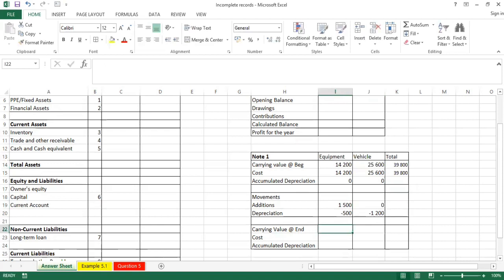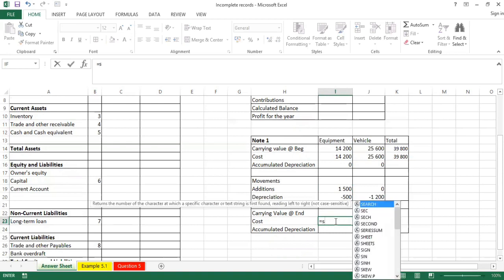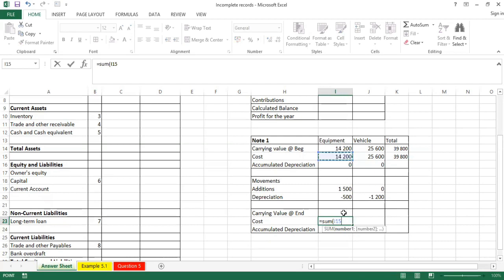Now we come to our balances at the end. How do we do that? Firstly, we get our cost at the end. To get your cost at the end, you take your cost at the beginning plus your additions. Meaning this amount plus this amount gives this amount. So we say equals sum, adding the two numbers, and enter, and it gives us 15,700. This 15,700 is our cost at the end.